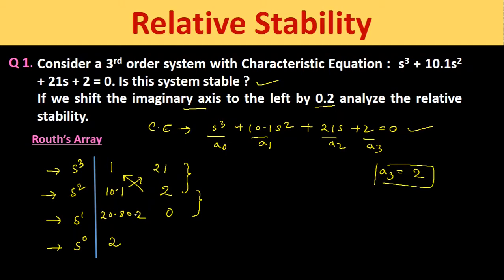Now to check the stability, we have to check the first column of this Routh's array. So here in this first column, we can see that no sign change is occurring. That means this system is a stable system. We have already solved the first part. Now we have to solve the second part.